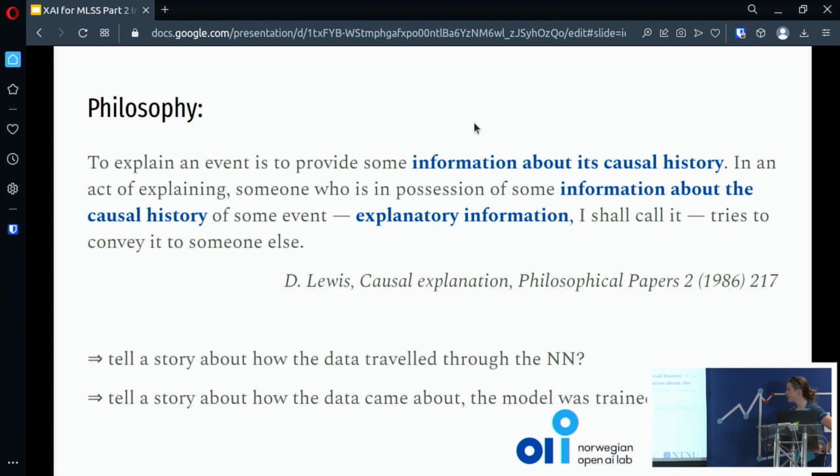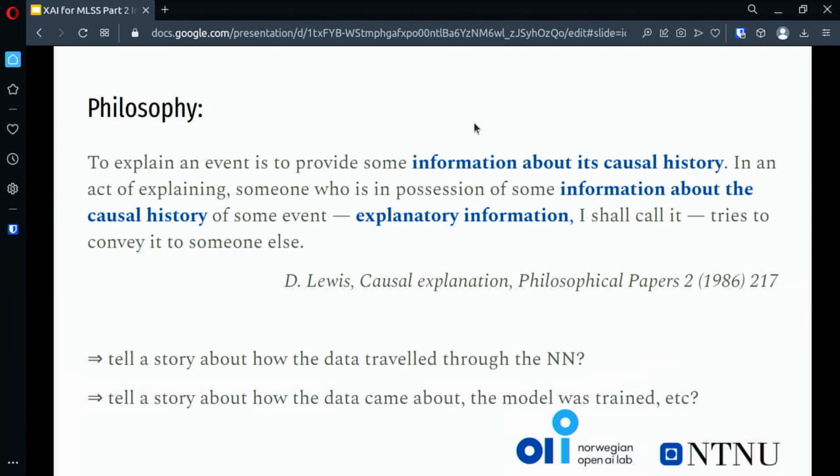Okay, yes, that's absolutely very nice. But can we translate this to machine learning or neural networks at all? I would say that if we even try to do that, then, okay, well, what is the causal history of a model or of data?